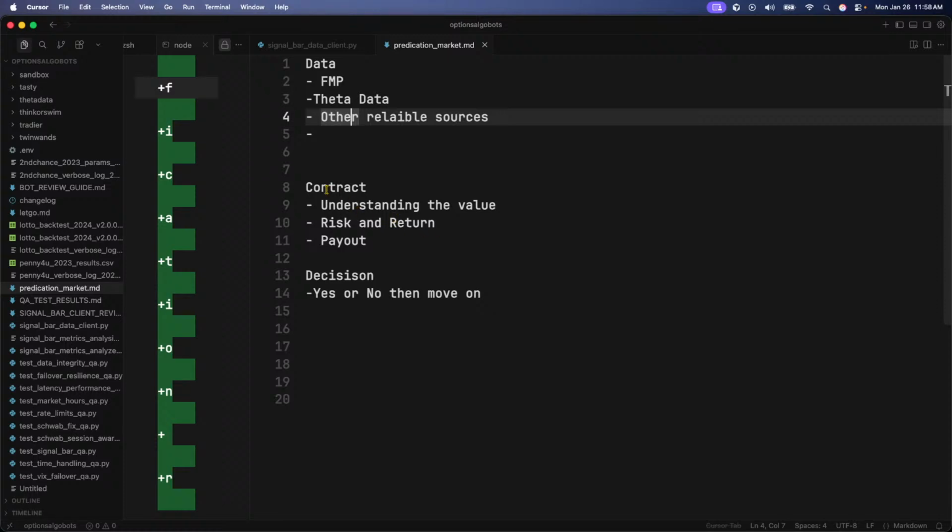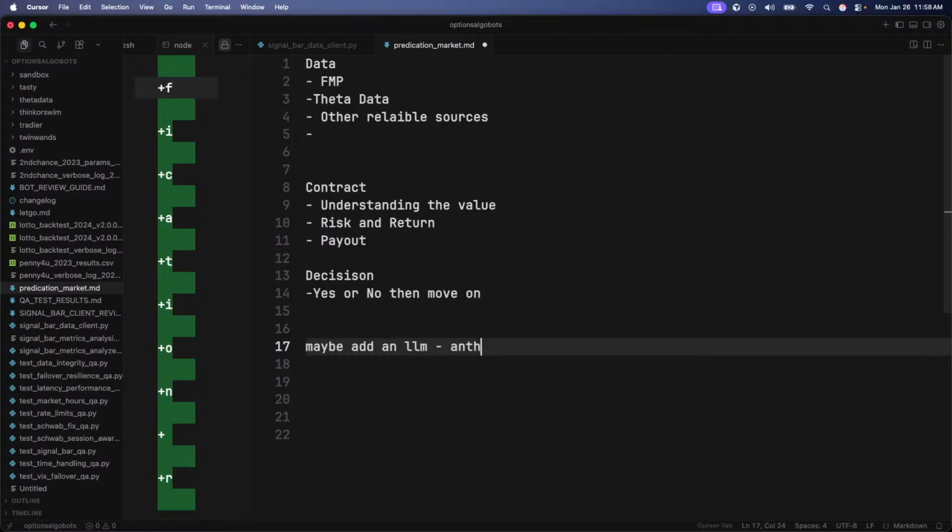Maybe here, this would make sense to have an LLM, because speed is not necessarily what I'm looking for. It's how right are you? How accurate can you be? So maybe it'll make sense to add an LLM, your Anthropic or ChatGPT. I would keep it Anthropic or ChatGPT.